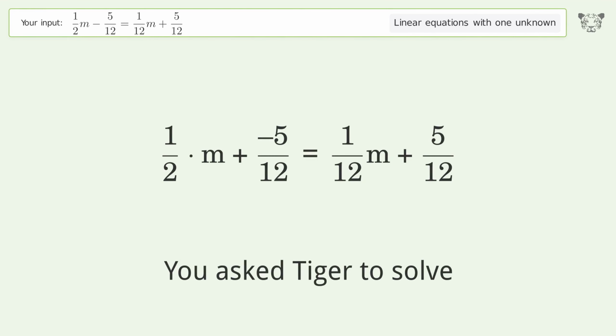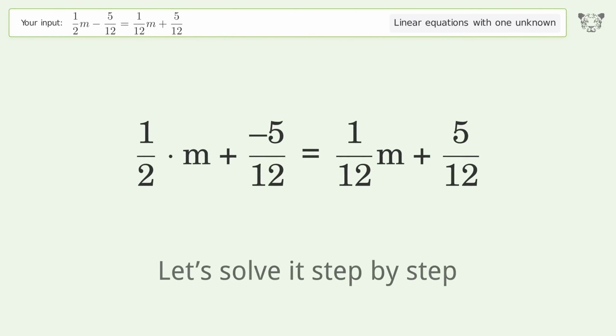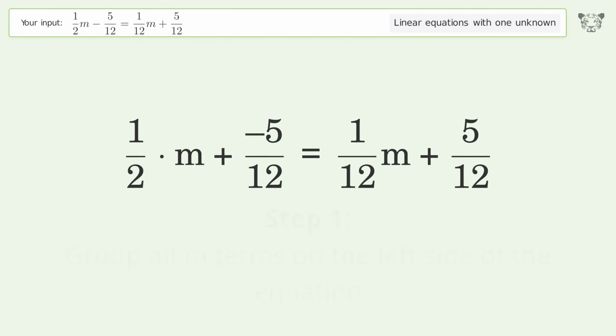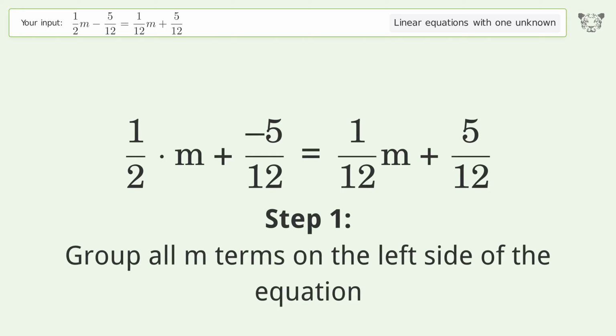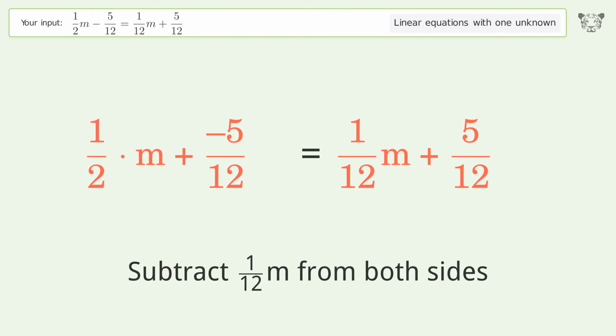You ask Tiger to solve. This deals with linear equations with one unknown. The final result is m equals 2. Let's solve it step by step. Group all m terms on the left side of the equation. Subtract 1 over 12m from both sides.